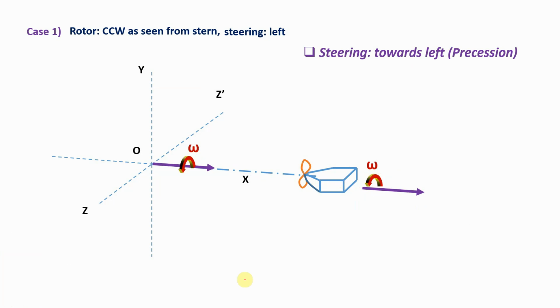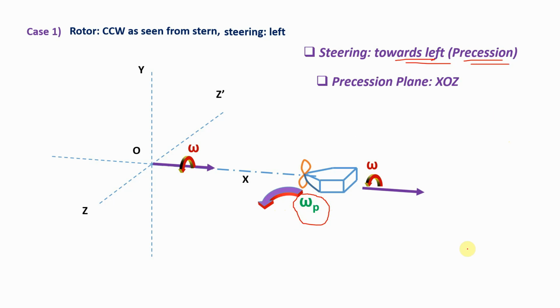Next, the ship is steering towards left. We call this motion precision motion because it is changing the direction of spin vector. The ship steers towards left, and the velocity with which it is steering is called precision velocity. We indicate precision velocity by omega p.